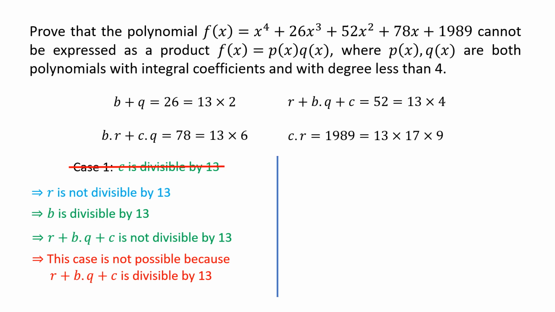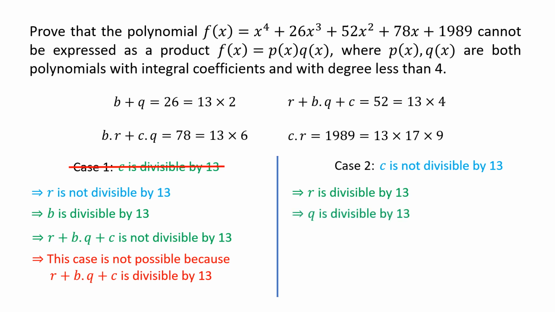Now we will come to the last case and assume that C is not divisible by 13. This means that R has to be divisible by 13, and this comes from the same line of logic that because R times C is 1989, which is a multiple of 13, and R has to be divisible by 13 because C is not. We can also deduce that Q is divisible by 13. This is due to the fact that 13 divides B times R plus C times Q, which has a value of 78, and 13 also divides R. That means 13 should divide at least one of C or Q. As 13 does not divide C, that means 13 has to divide Q. So Q is divisible by 13.